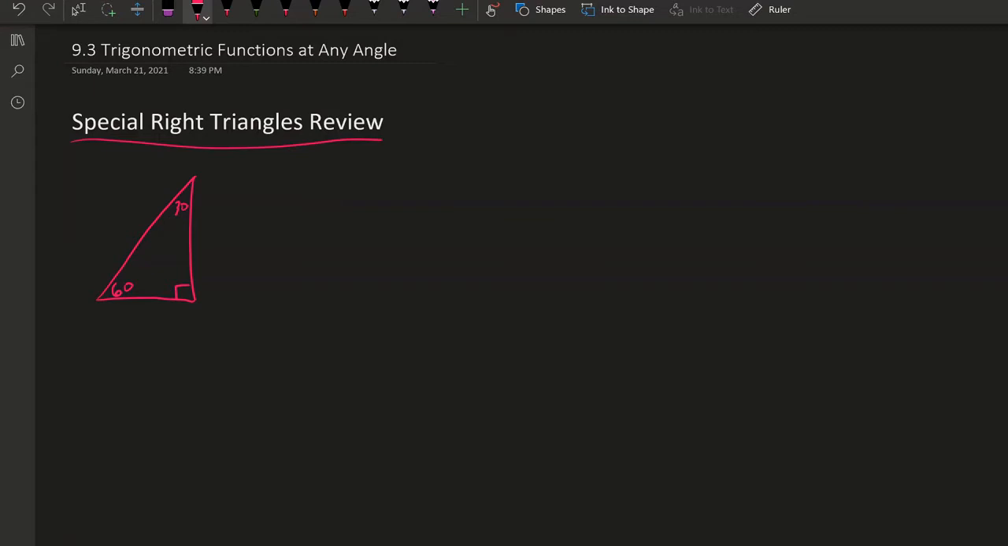Now, in geometry, we learn that the ratio of the short side to the long side to the hypotenuse is: if the short side is n, the hypotenuse is twice as big, and the longer side is the short side times the square root of 3. The other special right triangle that we have is a 45, 45, 90 triangle. In a 45, 45, 90 triangle, if one of the legs is n, the other leg has to be n because it's an isosceles triangle, and then the hypotenuse is n times the square root of 2.